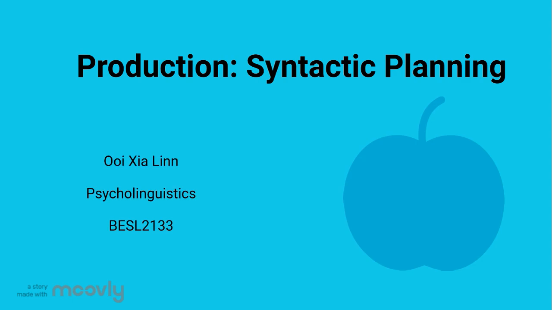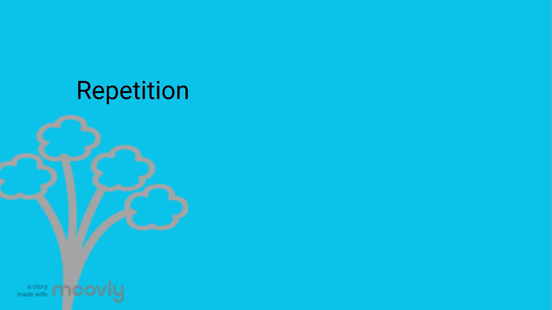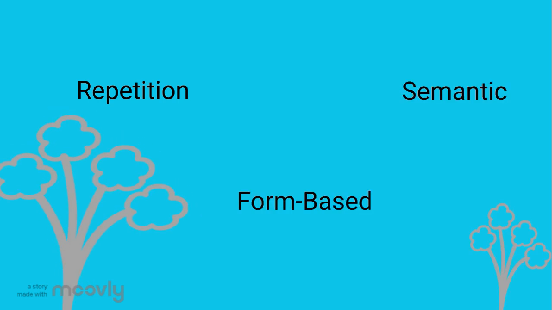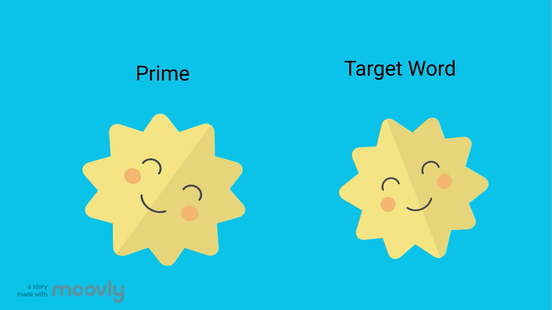So today I'll be talking about syntactic planning, which is mainly based around priming. So there are actually three types. The first one is repetition, then other form-based, then semantic. So a primer is the word that comes first, and then after that the target word is a word that's actually in response to it.